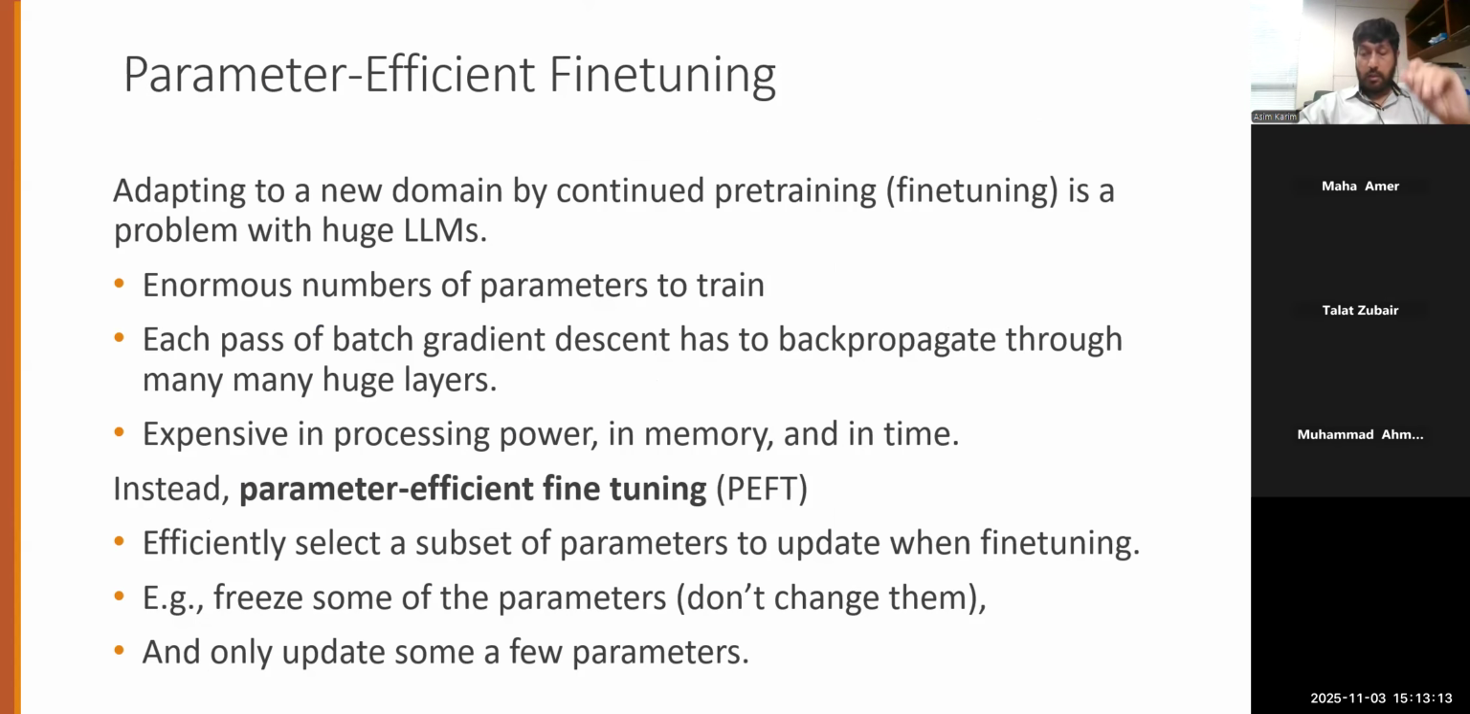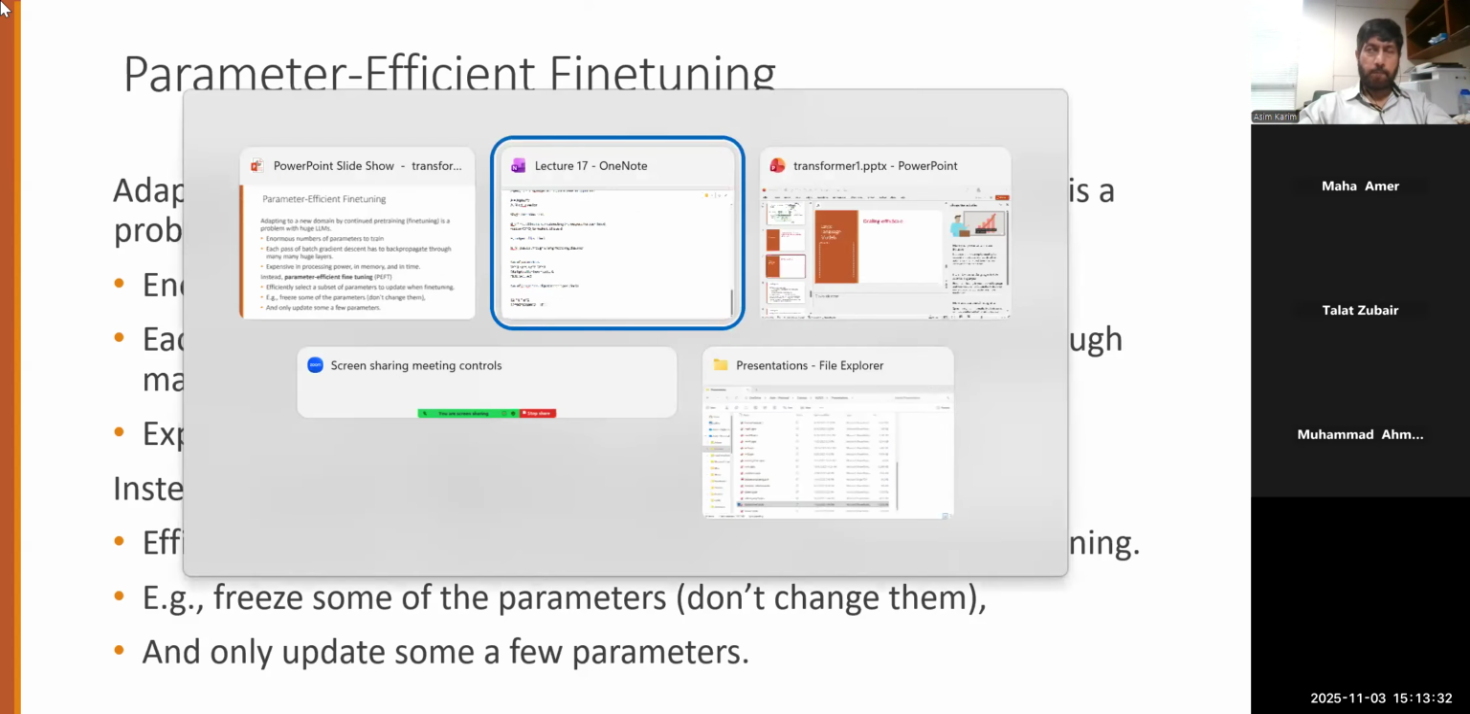Okay. Now, fine tuning. So let's say you have already trained a large language model. Fine tuning essentially means that you are changing the parameters of that model so that you can learn something different. ठीक है.